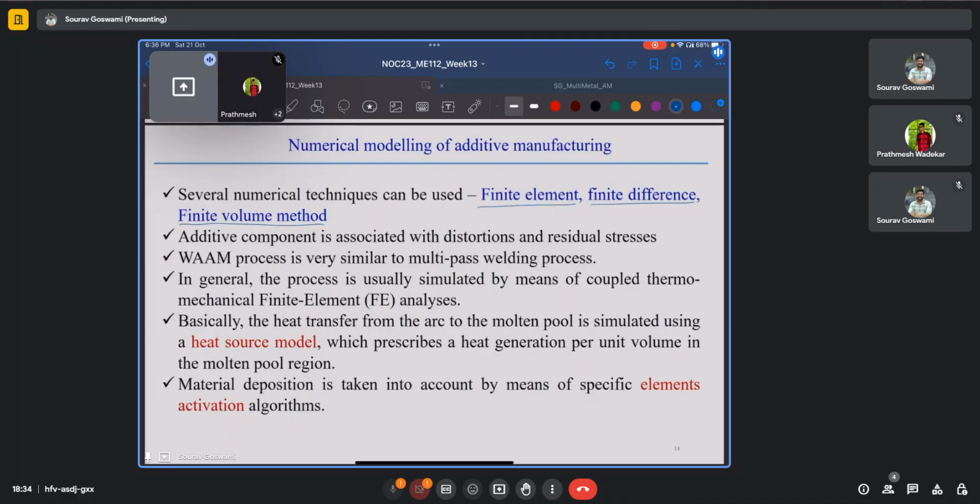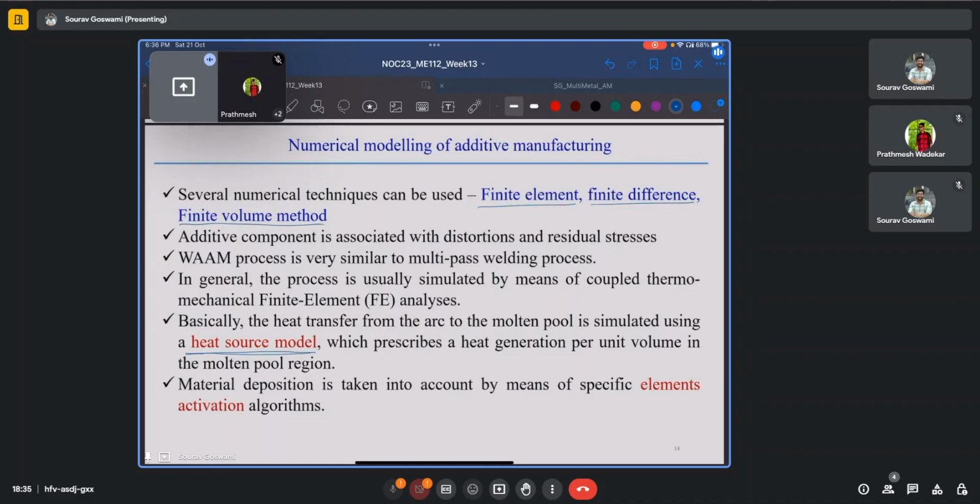And one of the very general approaches is to use the finite element methods for recreation of the weakly coupled thermomechanical analysis. And you will find multiple examples on the internet or in published literature where many commercial software packages such as Abaqus and ANSYS have been used for these purposes. And in such cases, the heat transfer from the arc to the molten pool is actually simulated using a heat source model. So rather than considering the flux of the heat energy directly onto the deposited material, we actually account for it using a heat source model, and we'll discuss more about it in the coming slides.